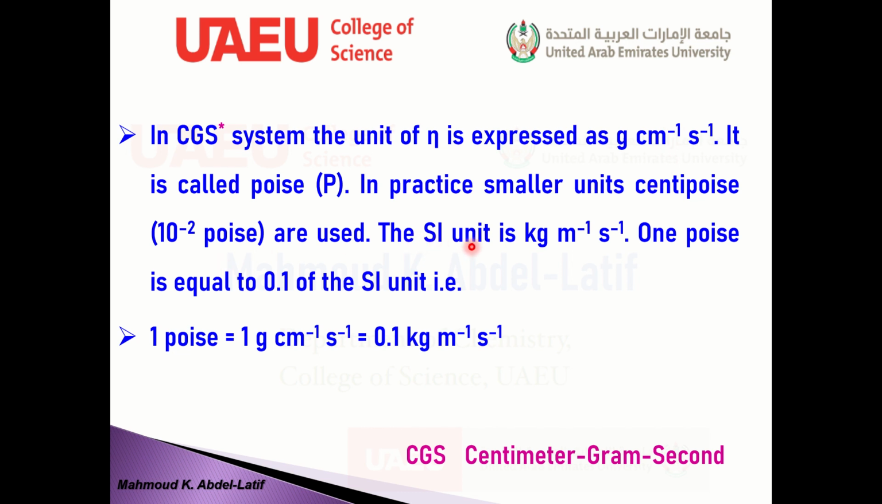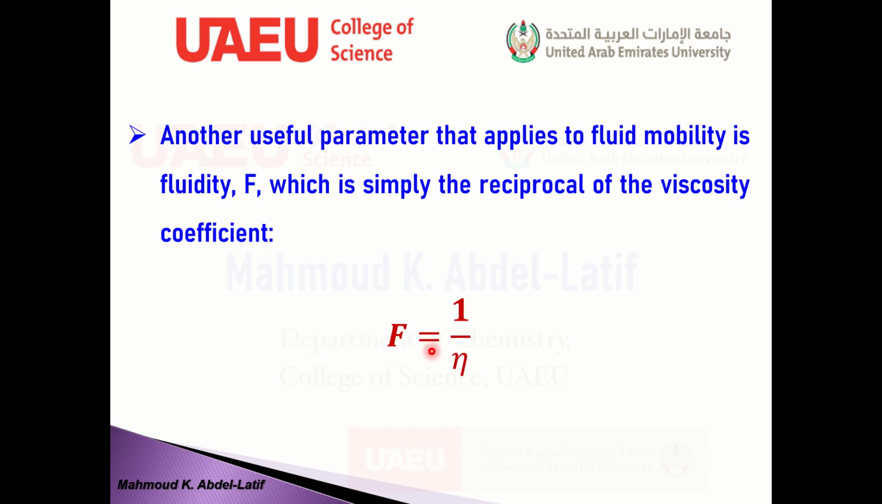Okay, the SI unit is this one, so 1 poise, which is 1 gram centimeter⁻¹ second⁻¹, will equal 0.1 in SI unit, which is kilogram meter⁻¹ second⁻¹.